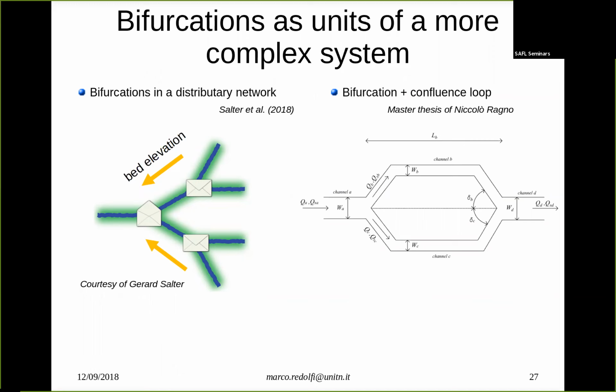In this case, which is what we are studying now in Trento, the downstream condition, like the downstream slope, is not something externally imposed. It is something that depends on the evolution of the bifurcation itself. And in this case, the system has more degrees of freedom, has the possibility of forming autogenic oscillations, and eventually, as we are discussing again with Gerard, it can generate also chaotic behavior.